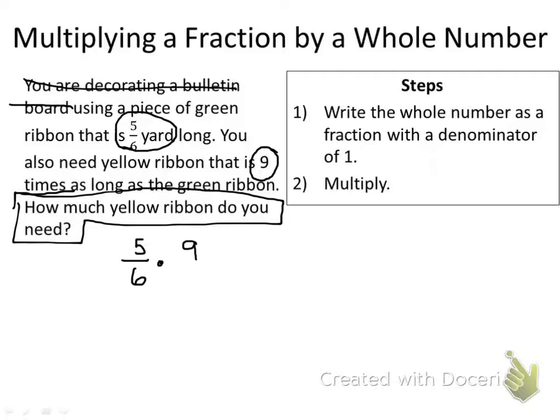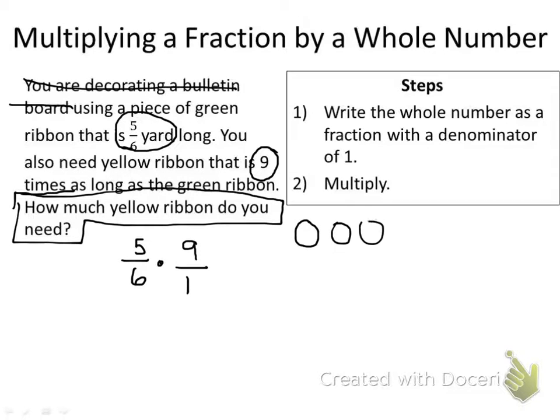We have a fraction and a whole number here. Let's look at our steps for multiplying a fraction by a whole number. Our first step is to write the whole number as a fraction with a denominator of 1. So let's do that. 5/6 times 9. Well, 9 written as a fraction could be written as 9/1. Because this means 9 wholes, 9 one-wholes.